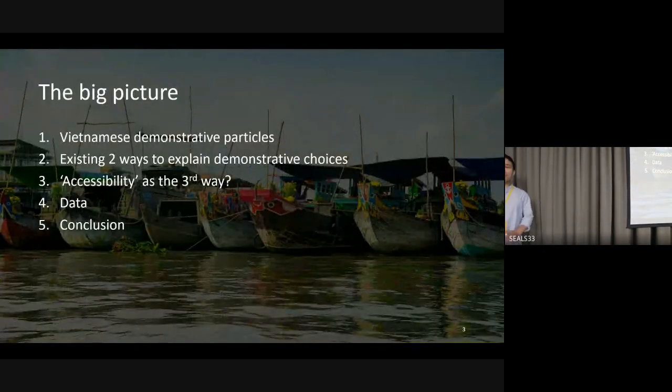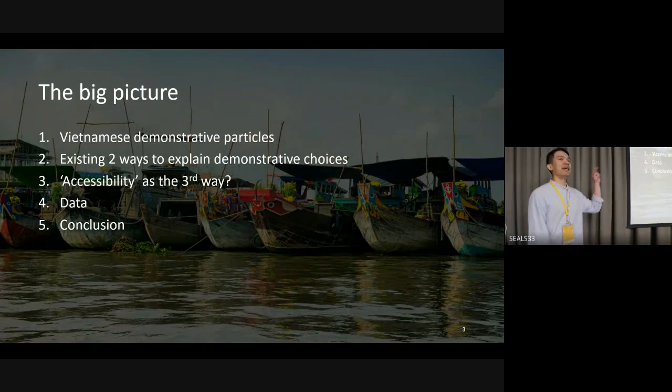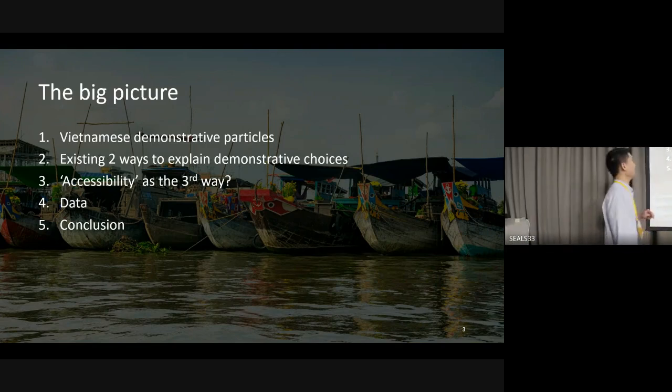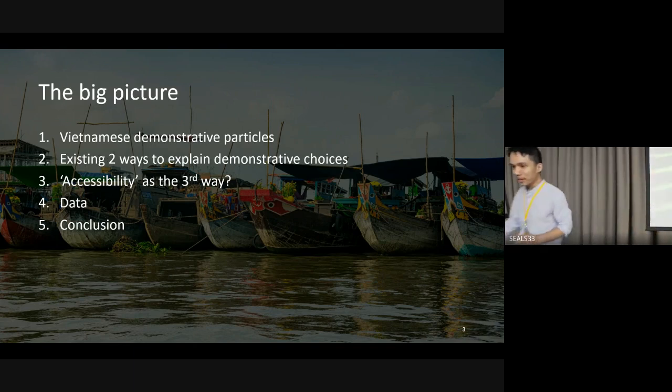So the big picture: first, I will talk about Vietnamese demonstrative particles, and then the existing two ways that we've been using to explain demonstrative choice. Then I'll try to pitch in a third way, which is accessibility. Then I'll try to prove this third way with data, and lastly, end with a conclusion.